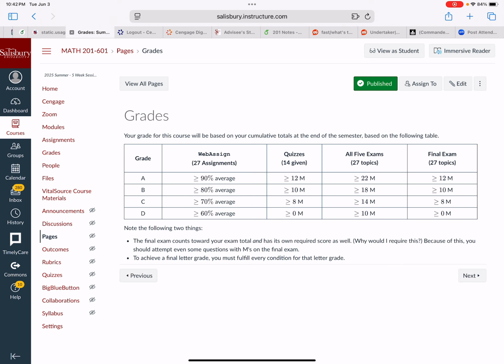If you're taking the course asynchronously, I do need you to take the exams the day of the exams. It doesn't need to be during class, but it needs to be the day of the exam. If that's going to be a problem, then please contact me.